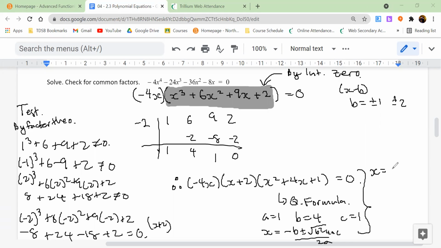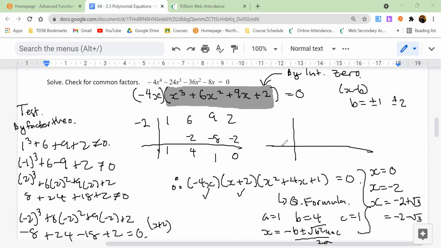The roots are going to be 0 from here. It's going to be -2 from here. X could, using the quadratic formula, also be -2 plus root 3 or -2 minus root 3. There are 4 zeros here. And going further, if I had to graph it, it would look something like this, like something like that. Okay, not that it's necessary, but give this a shot.